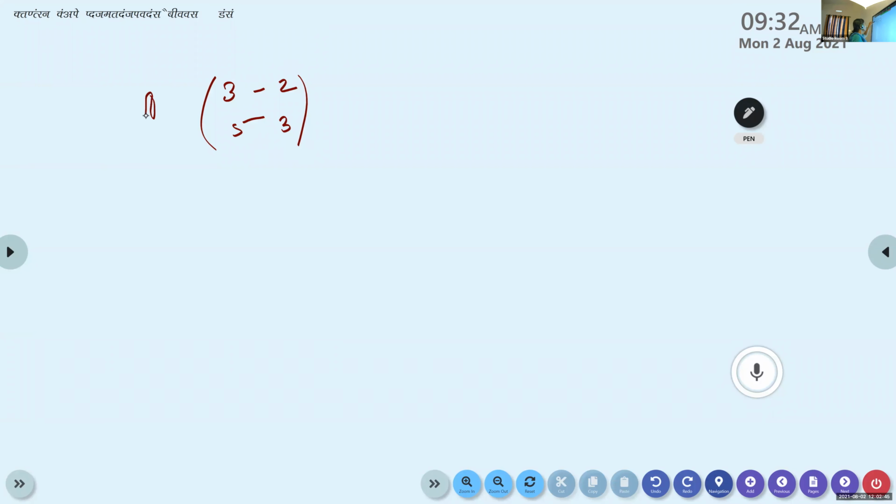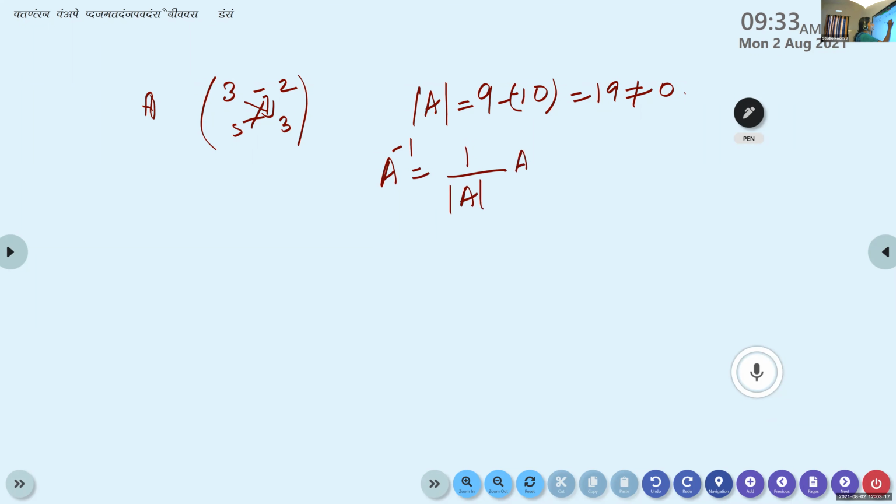So in order to find the inverse, first thing we will do is find determinant A, isn't it? It is 9 minus of minus 10, isn't it? We multiply these two, minus of minus. So we get 19, not equal to 0. Determinant is not equal to 0. Therefore, inverse exists. What is the formula to find A inverse? 1 by determinant A into adj A.